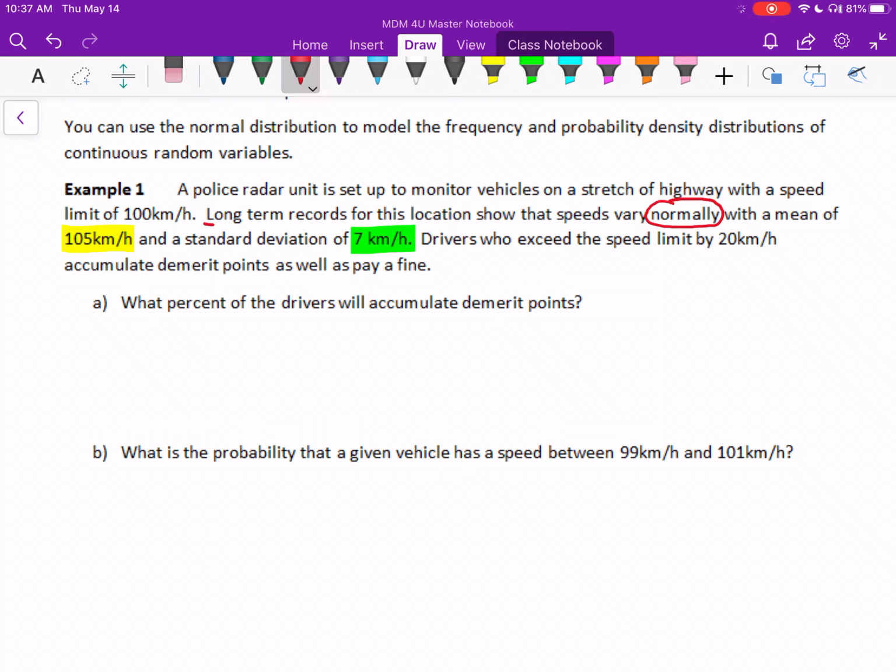Long-term records. So again, there is often some interpretation required in data management, a bit more so than in other math courses. Long-term records is meant to indicate to you that we should treat this as a population. In other words, they've got all the data. They've got so much data, in fact, they're going to consider it to be the whole population. What percent of drivers will accumulate demerit points?